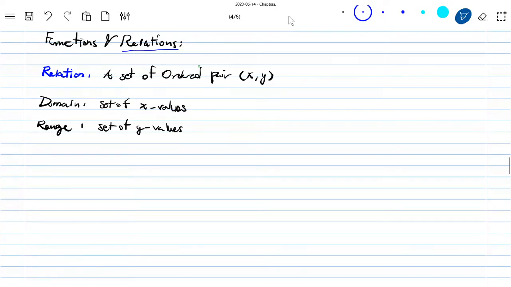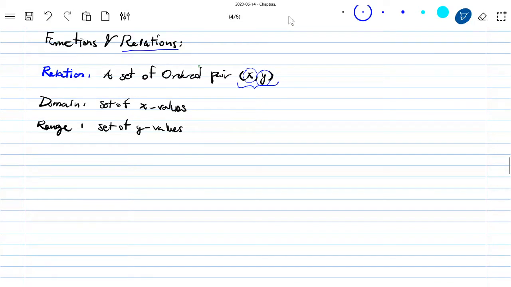A relation is a set. What are the elements of that set? Elements of the set are ordered pairs, x and y. The first entry, we call it the x entry. The second entry is the y entry. It's just a notation to show you there are two entries.